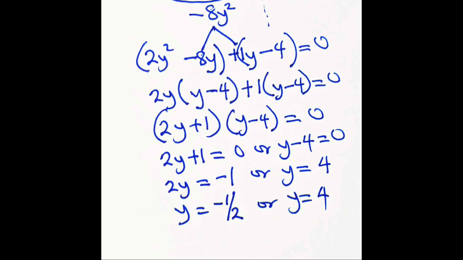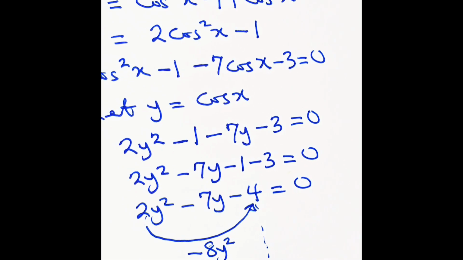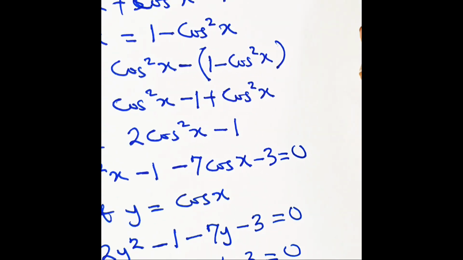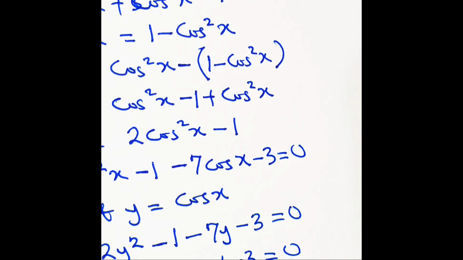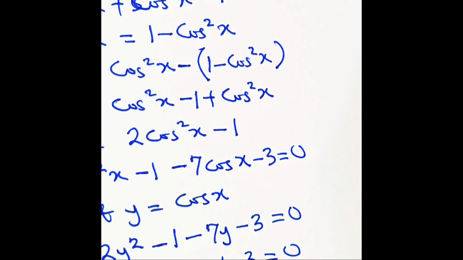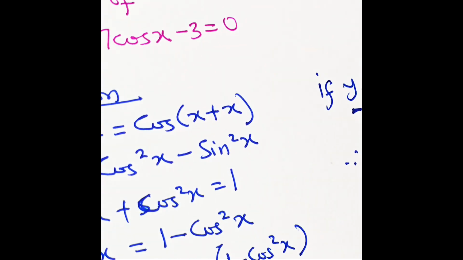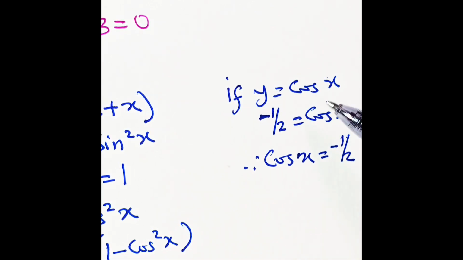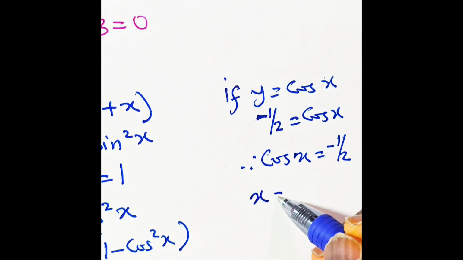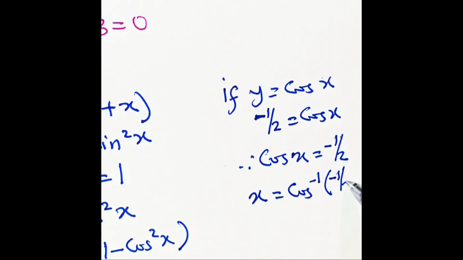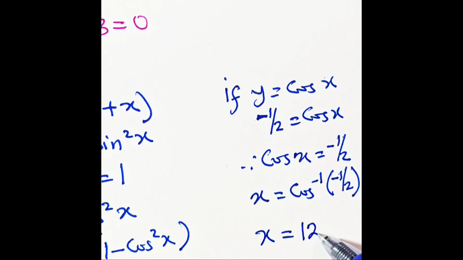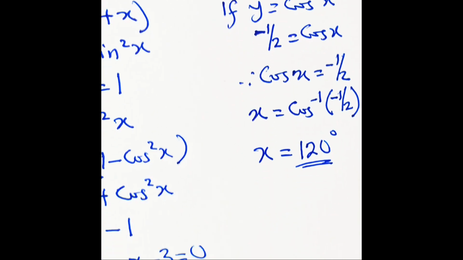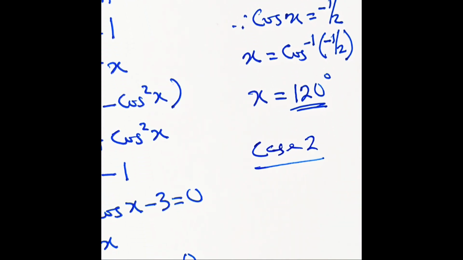Having done that, we should be reminded that we said we should let y equal cos x. If y equal cos x, that means we have minus 1 over 2 equal cos x. Therefore cos x equal minus 1 over 2. Then x will now be cos inverse of minus 1 over 2. And x will now be 120 degrees. That is case 1.